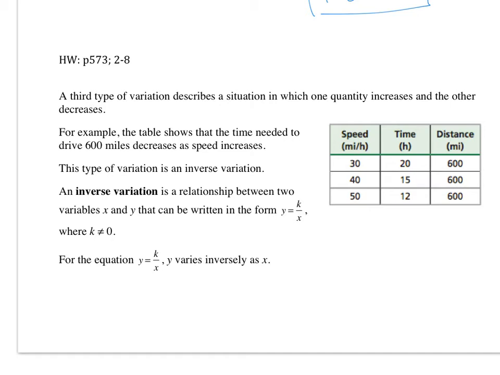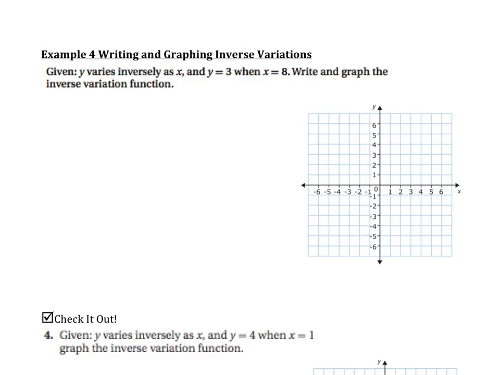Another type of variation will describe when one quantity increases, the other decreases. This is called an inverse variation. It's written in the form y equals k over x, and in words, y varies inversely as x. So, writing and graphing these.